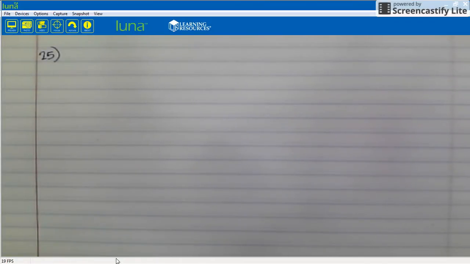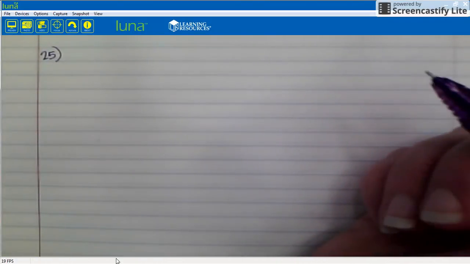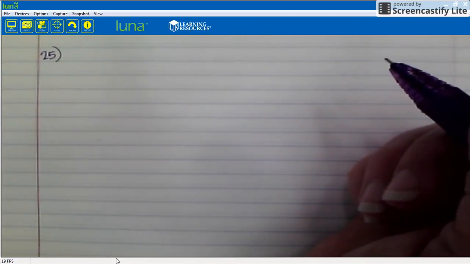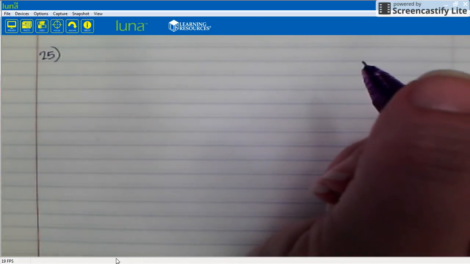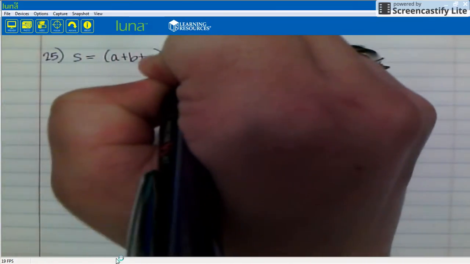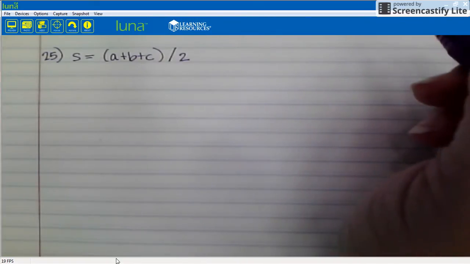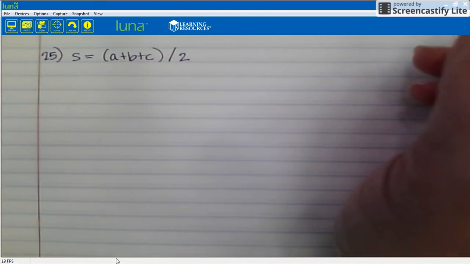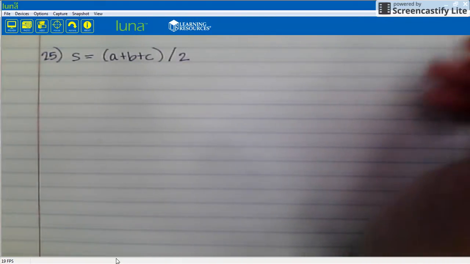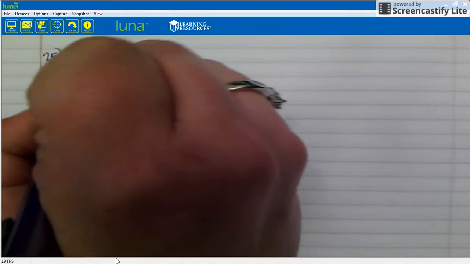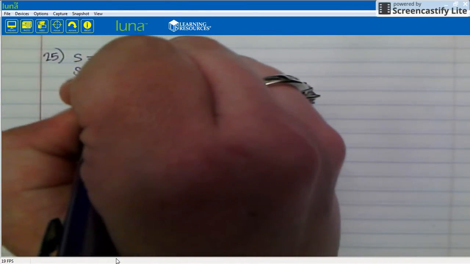Okay, so if you skip to 25, in order to work with 25, we're going to use Heron's formula. And so with Heron's formula, we need to know the value of S. So S is equal to A plus B plus C divided by 2. And so they tell us in number 25 that A is 4, B is 4, and C is 2. So that means S is going to be equal to 5.